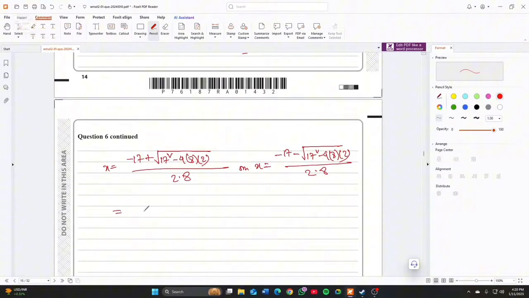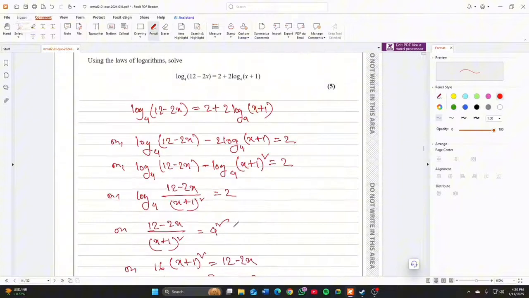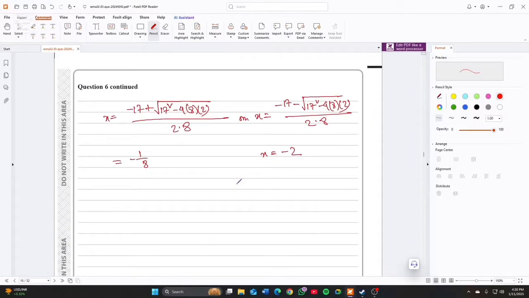and therefore this will be equal to minus 1 by 8, and this will be equal to minus 2, right? So that is our answers.